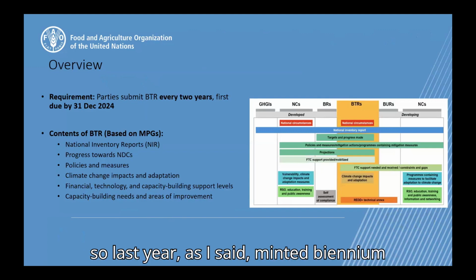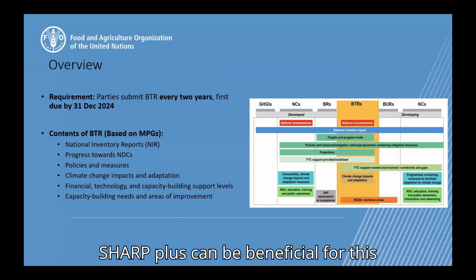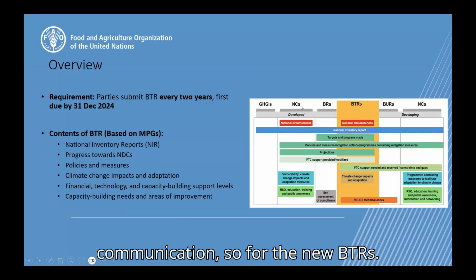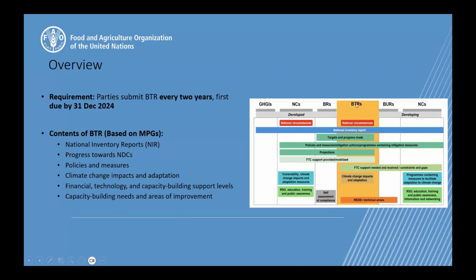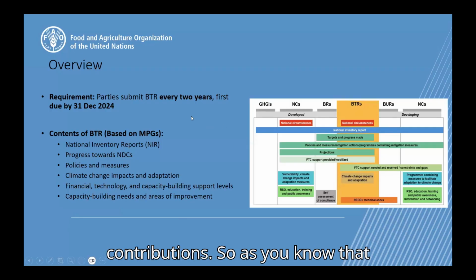So last year they submitted the biennial transparency report, and we wanted to see how the results and analysis of SHARP Plus can be beneficial for this report. So either for the national communications or for the new BTRs in the ETF process, and of course how it is relevant for nationally determined contributions.